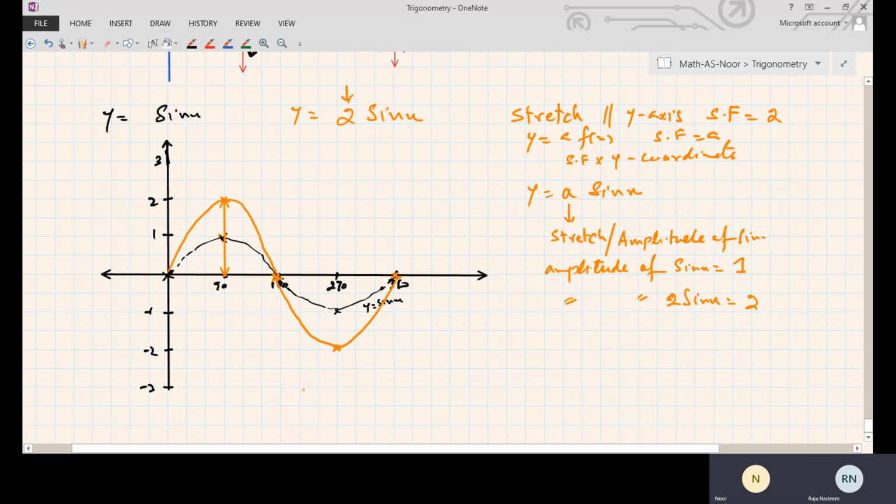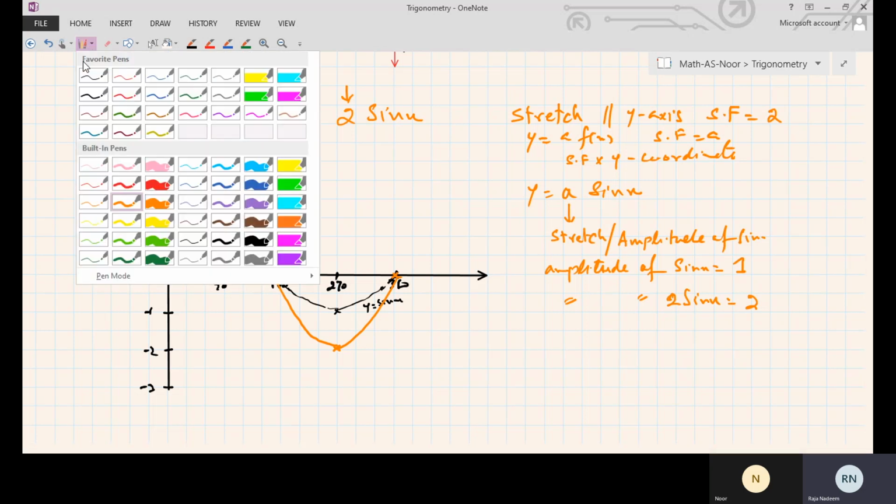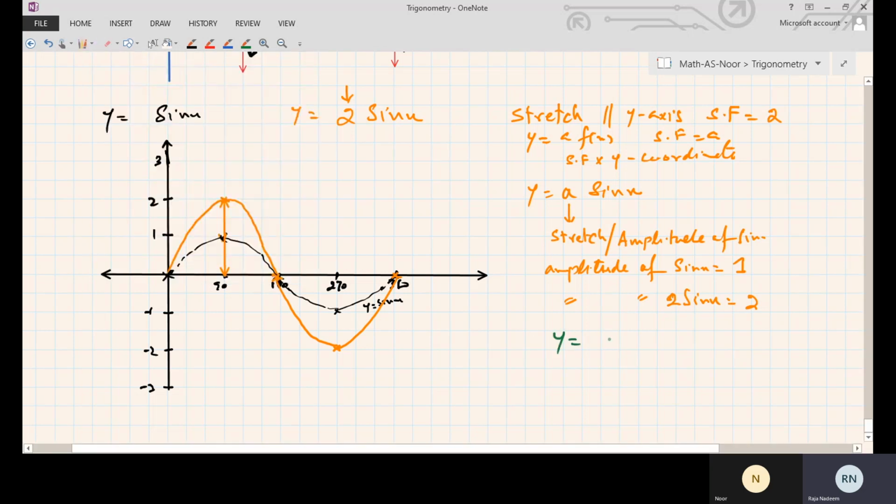All right, to a little extent, if I want to find y is equal to 2 sine of x plus 1, then what would we do? If it's plus 1, then the amplitude would be 2 and it would vertically translate 1 up. So y is equal to 2 sine of x.